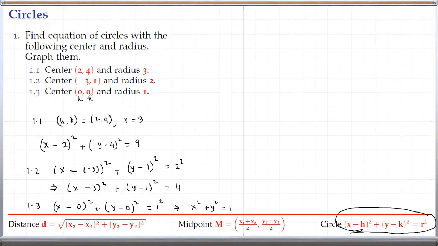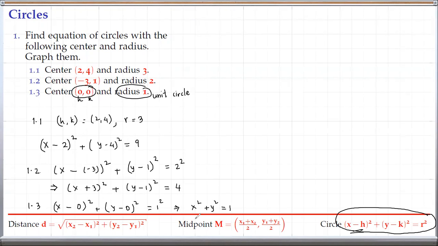Now, if you look at this one, we have the center at the origin and radius 1. Such a circle is called a unit circle. Any circle with radius 1 is called a unit circle. Now let's try to quickly graph these circles.